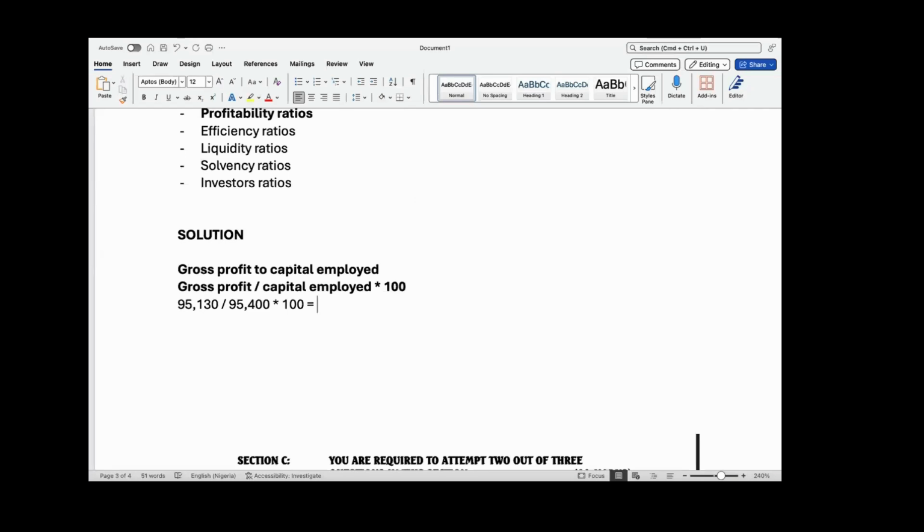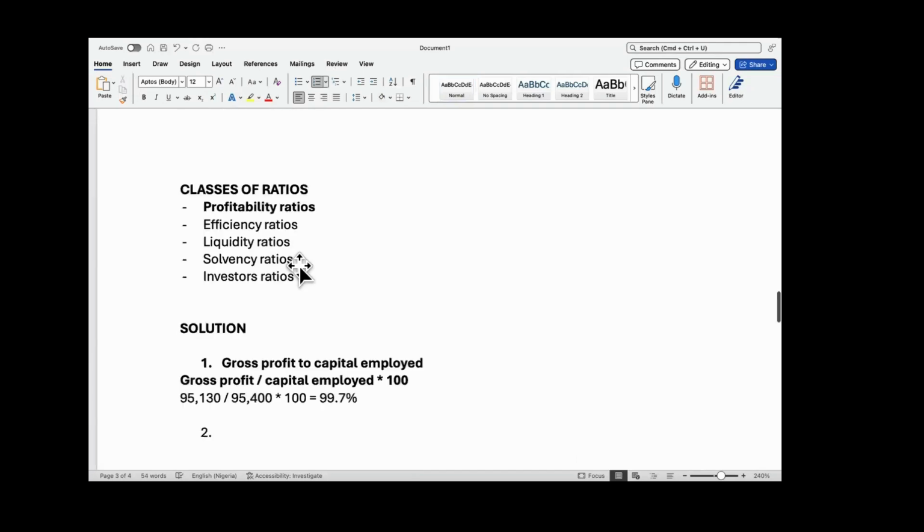99.68 or 69%. Okay, so that's our gross profit to capital employed. Now, I need you to note something, or let me do the second one, let me just compute the second ratio, then I would explain that.